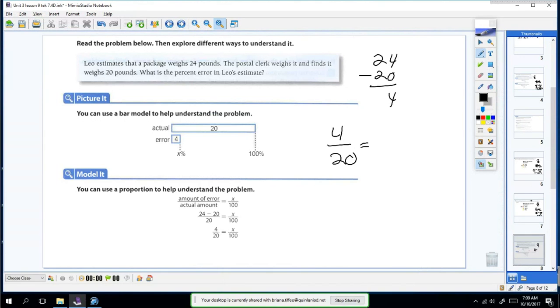So again, it will be 4 over 20 is x over 100. Well, we're going to solve this a little bit different way. Instead of cross multiplying like we've been doing, we're going to figure out how does 20 get to 100? Well, I can multiply 20 by 5. Well, what you do to the bottom, you do to the top. So I'm going to do 4 times 5, which is 20. So my answer is 20%.